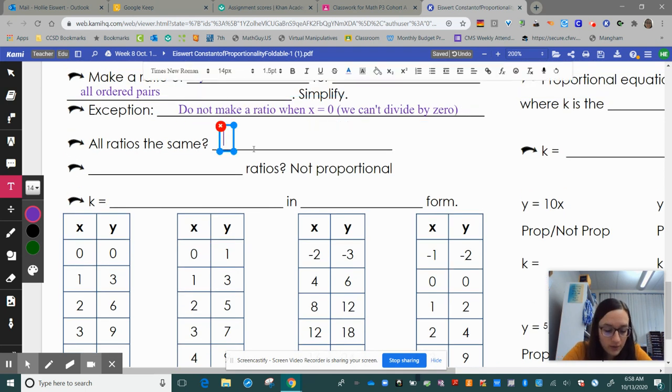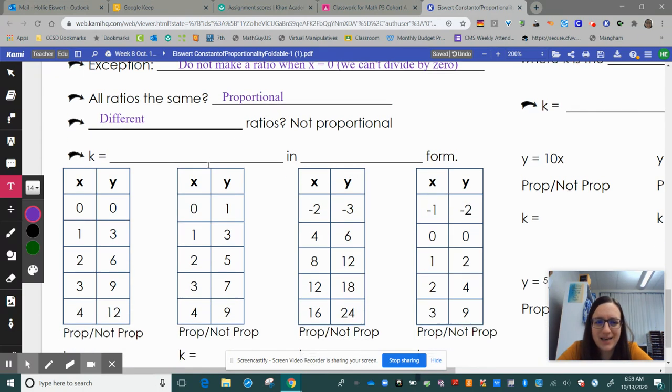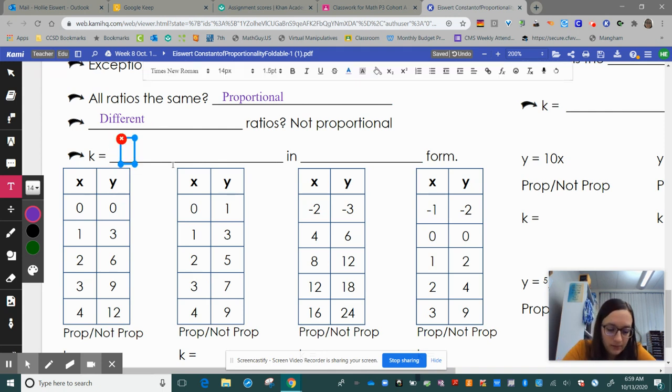Then we just check, are all the ratios the same? If they are, it's proportional. If they are different ratios, then they're not proportional. We'll look at what that means in just a moment, because once you get the hang of that, it's very easy. So our k is equal to the ratio of y to x in simplest form.